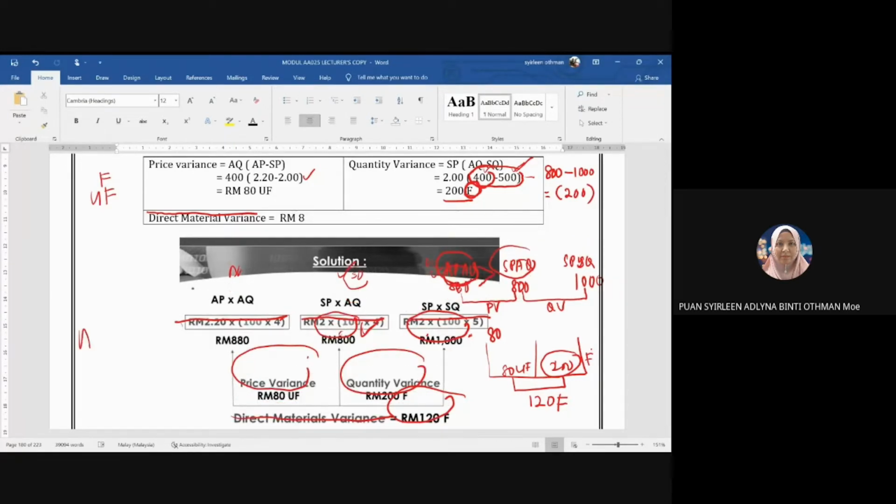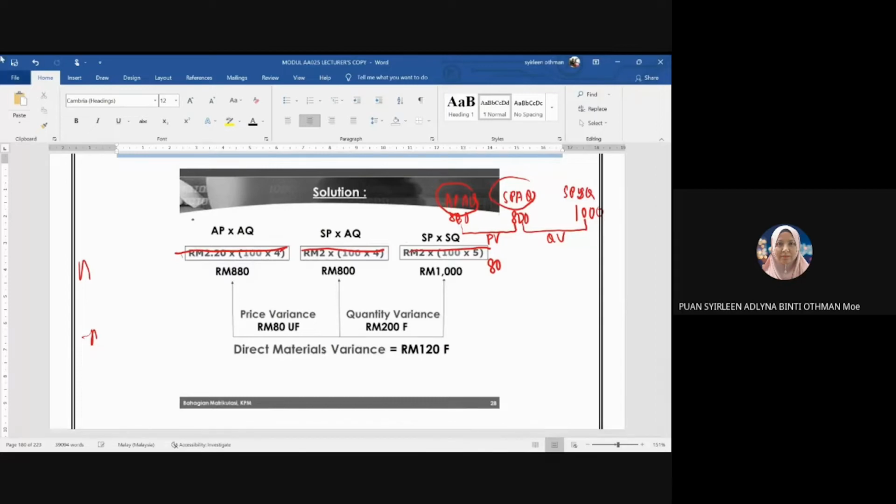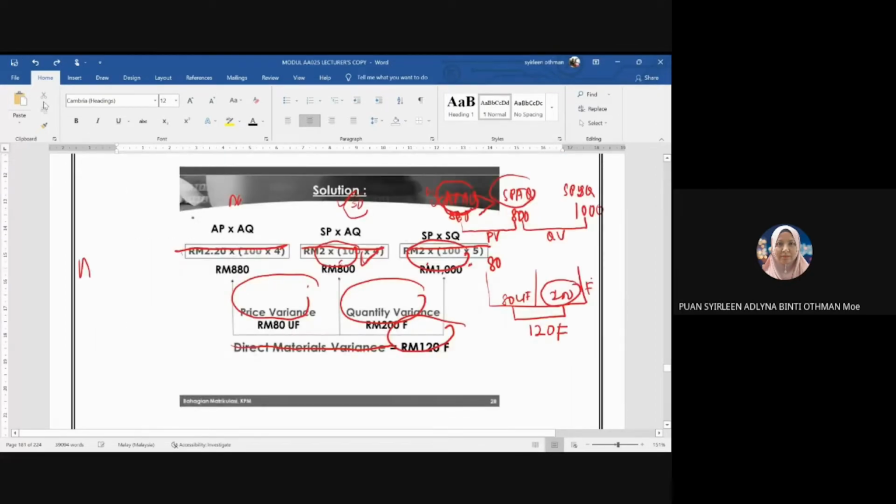So nak ingat, okay, nak ingat kita ada APAQ, SPAQ, SPSQ. Okay, so this is actual cost, this is standard cost, this is budgeted cost. Okay, so dia akan buat kapal terbang macam tu lah. Okay, that's why we call it kaedah kapal terbang untuk kira direct material variance. Alright, okay, so ini untuk direct material.